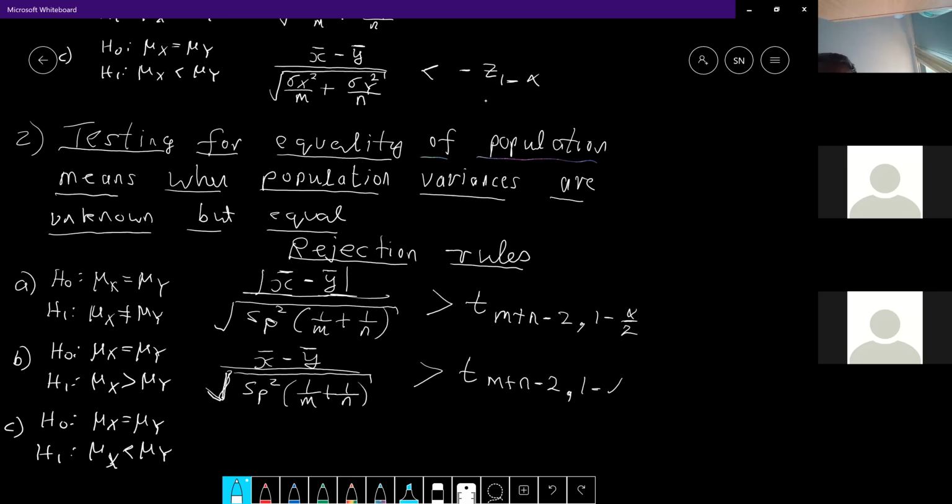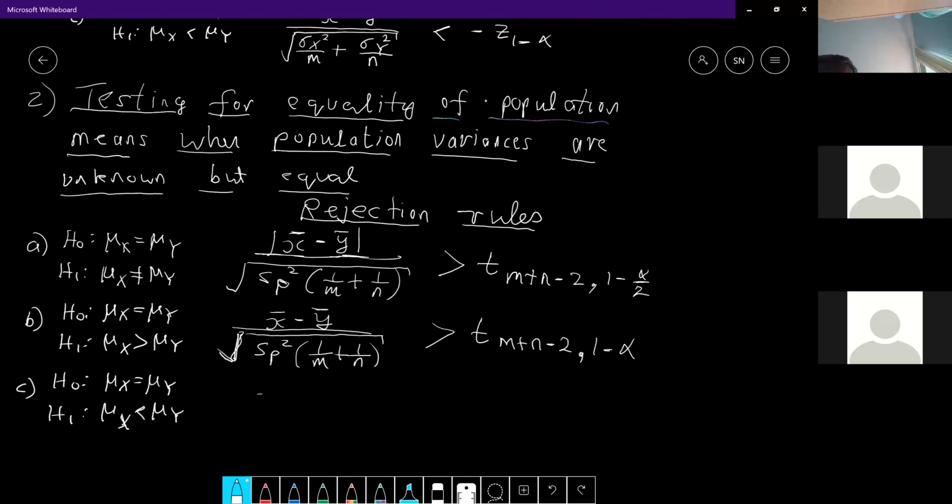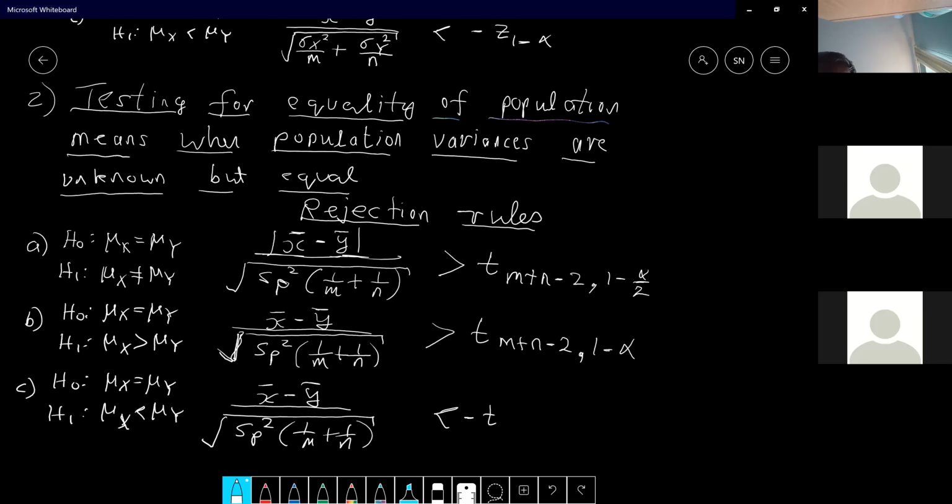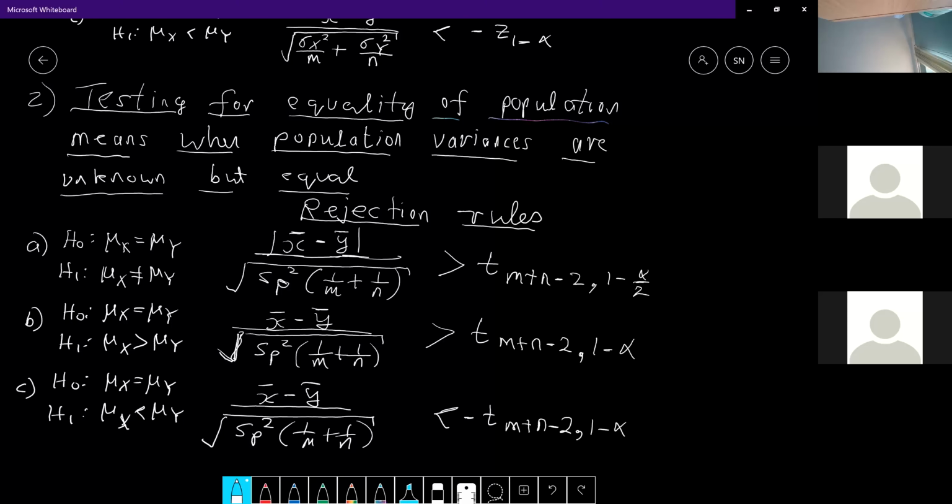Okay, this is the rejection rule for the second set of hypotheses. And finally, the rejection rule for the third set of hypotheses. It's this one, okay. So these are the three rejection rules for each of A, B, and C.